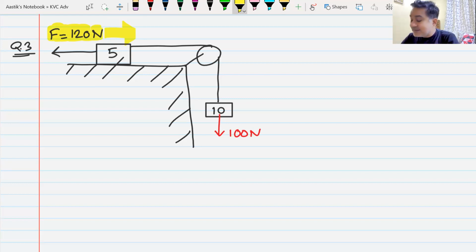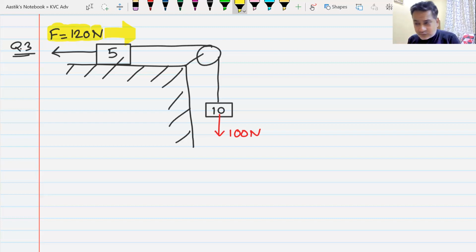Now, if I make this as 100 newton, then the system will not move. If I make it more than 100 newtons, the system will move upwards. Do we understand this? If I make it less than 100 newtons, the system will go downwards. Do we understand it now?